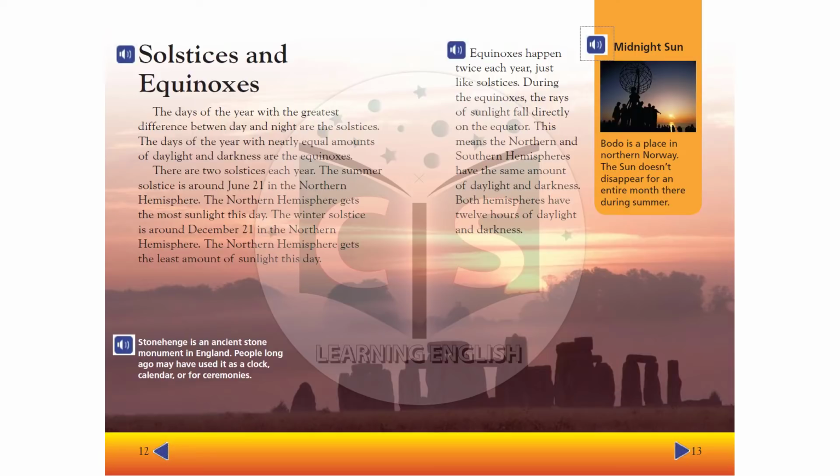Midnight sun. Bodo is a place in northern Norway. The sun doesn't disappear for an entire month there during summer.